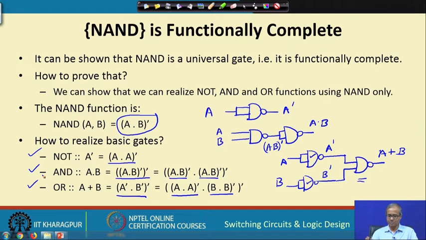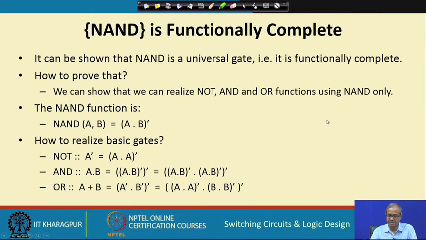So, this shows you that NAND gate is functionally complete and any kind of switching function expression can be realized using NAND gates alone, because we have already proved you can design a NOT gate, AND gate and OR gate using NAND only. Okay.